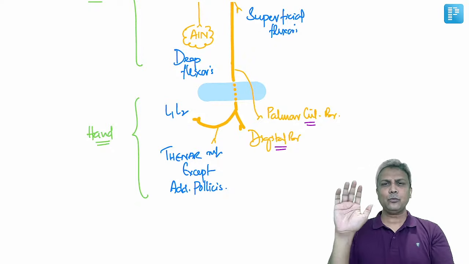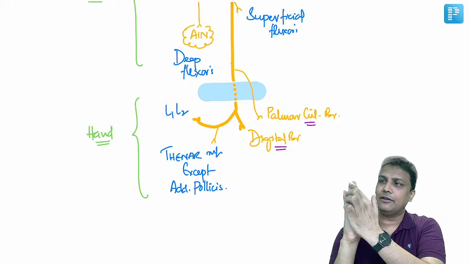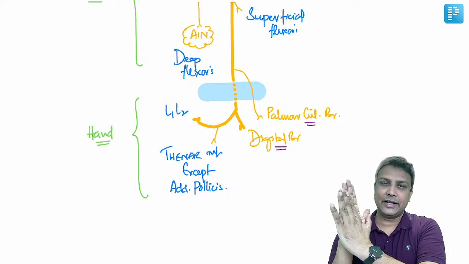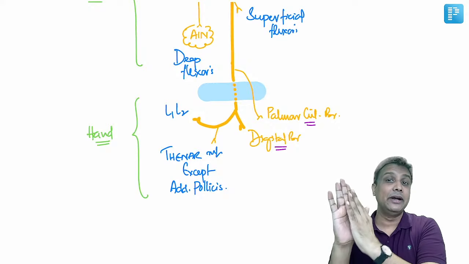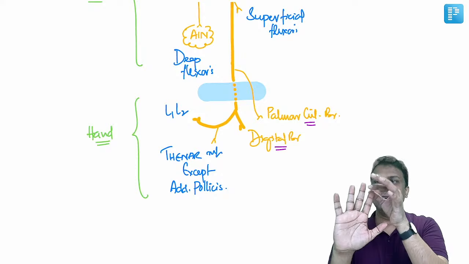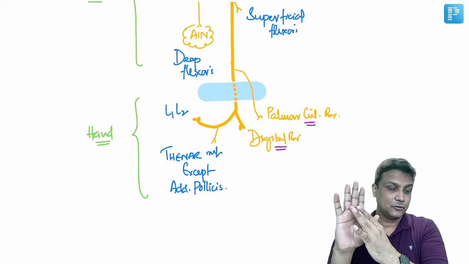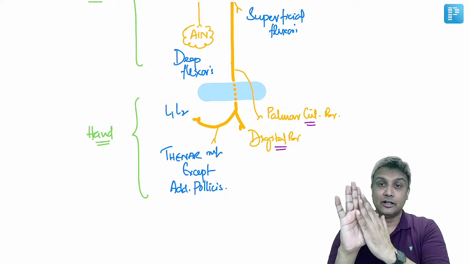Remember, I told you just now the little finger and half of the ring finger. This one will be taken care of by ulnar nerve, and the remaining 3.5 here will be taken care of by median nerve. The thumb, index finger, middle finger and half of the ring finger. Okay, so this will be taken care of by the median nerve over here.